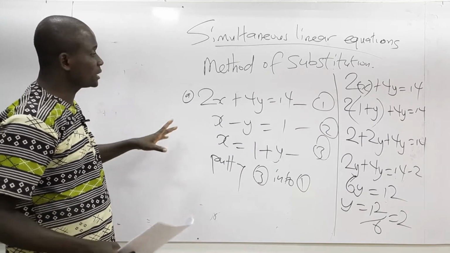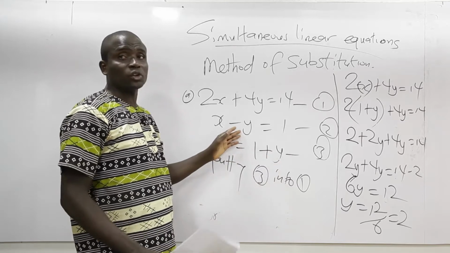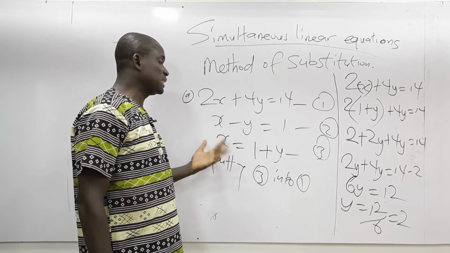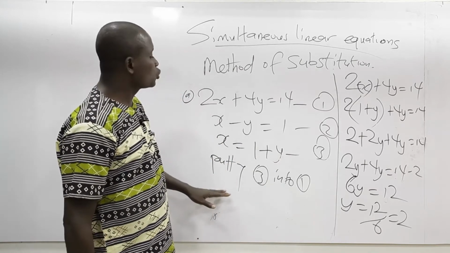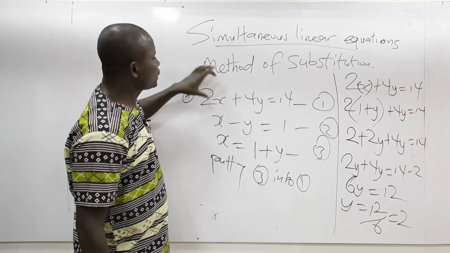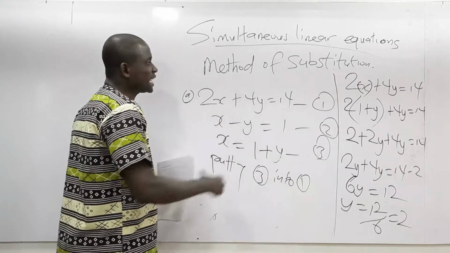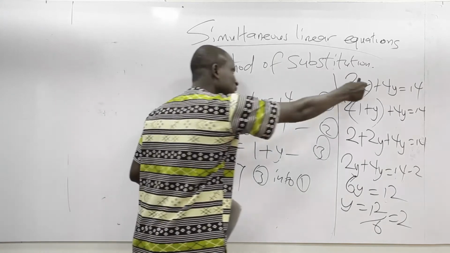Look at how we started it. We made x the subject from this relation. Another person can also make y the subject. I made it x because of this negative; it will be easier for me. Then after getting this x, I went back to put the x into equation 1, where I didn't form the equation from. This is equation 1. So I bracketed the x that I've made the subject here.